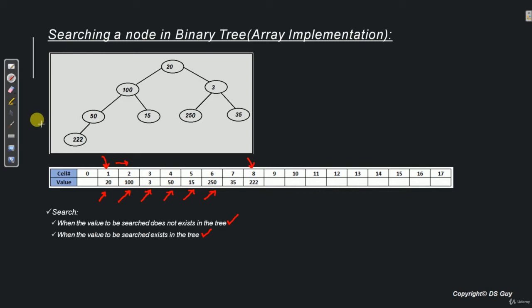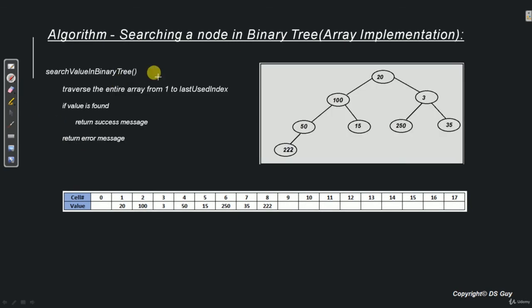Now let's see the algorithm for this operation. So the algorithm is very simple. It traverses the array from 1 to the last used index. Now if you remember, last used index is a variable which keeps track of the last used index. So while we are traversing this array from 1 to last used index, if the value is found, then we return a success message. But in case the loop terminates and still we did not find the value, then we return an error message. Fine. So this is how we do a search of a node in a binary tree.